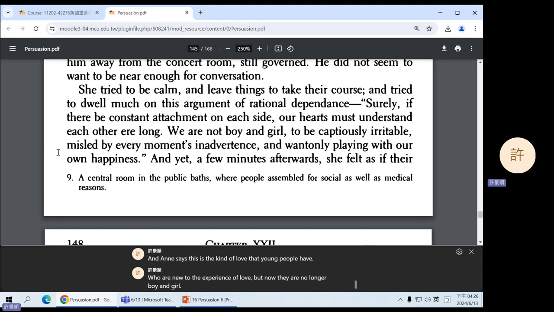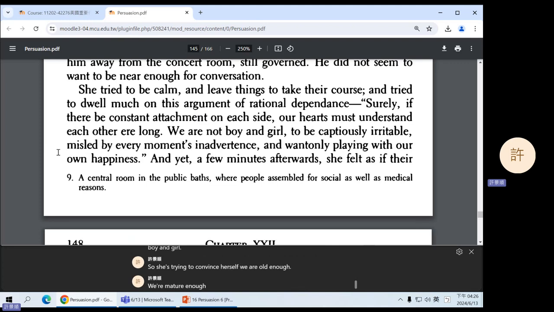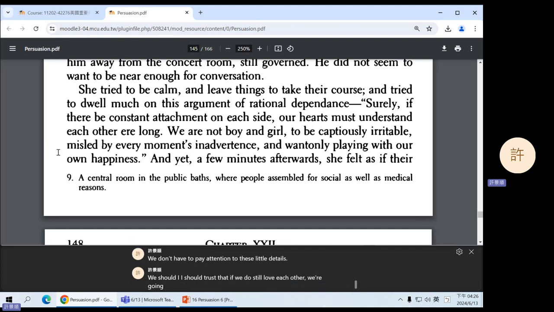So she's trying to convince herself. We're old enough. We're mature enough. We don't have to pay attention to these little details. I should trust that if we do still love each other, we're going to find out sooner or later. So there's nothing to be worried or anxious about.